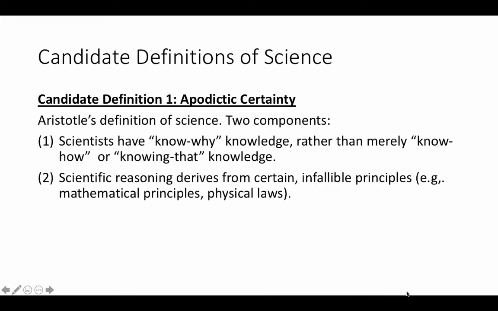So let's start with one of the oldest definitions of science, the ancient Greek philosopher Aristotle's definition. The fancy term is apodictic certainty. This definition contains two components, and these will make sense once we explain them. The first component is that scientists have know-why knowledge, rather than merely know-how or knowing-that knowledge. And the second component is that scientific reasoning derives from certain infallible principles, like mathematical principles or physical laws. So let's look at each component in turn, starting with component 1.